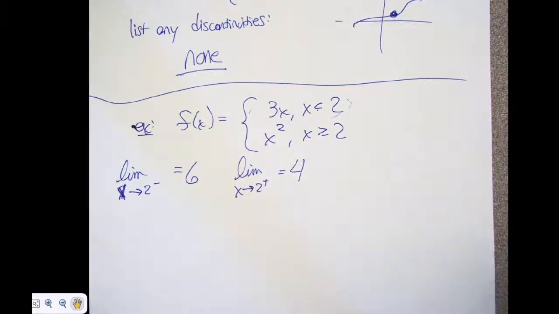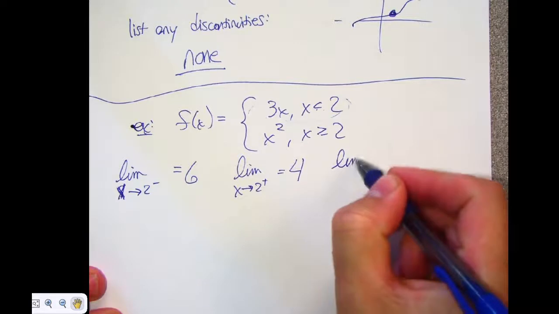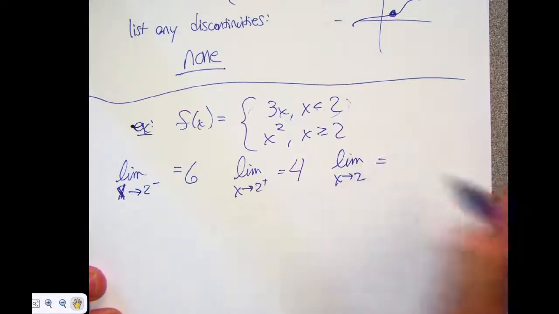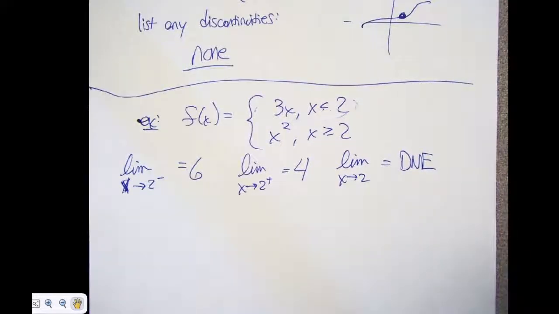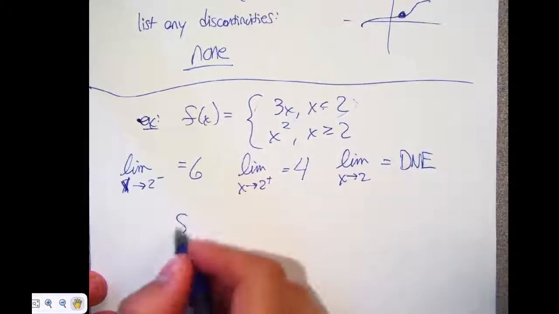Thank you. All right. So, what's the limit as x approaches 2? Does not exist, because the roads don't meet, right? What's f of 2?